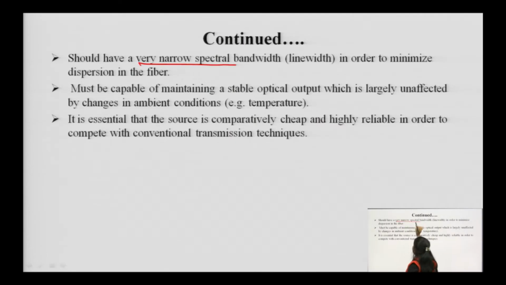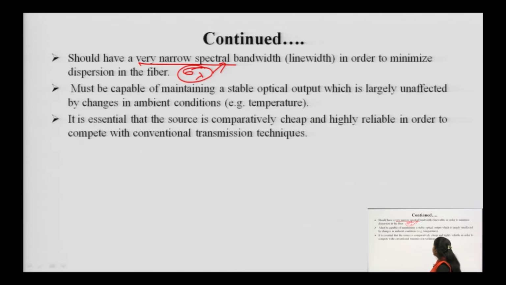Already, when we were dealing with the dispersion process, we came across a term sigma lambda, and our dispersion is directly proportional to this sigma lambda, which is the spectral bandwidth of a source. So, if the spectral bandwidth is directly proportional to dispersion, then to minimize the dispersion we have to make it as narrow as possible. So, if we want to use any component or device as an optical emitter, it should have a narrow spectral bandwidth in order to minimize the dispersion in the fiber.